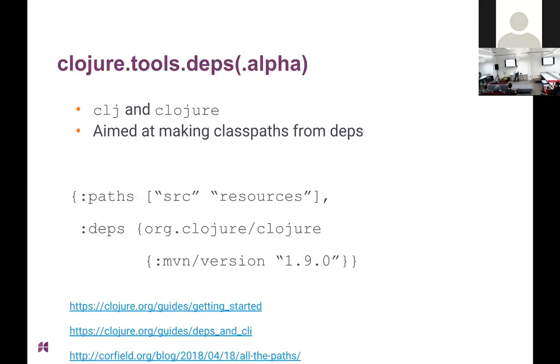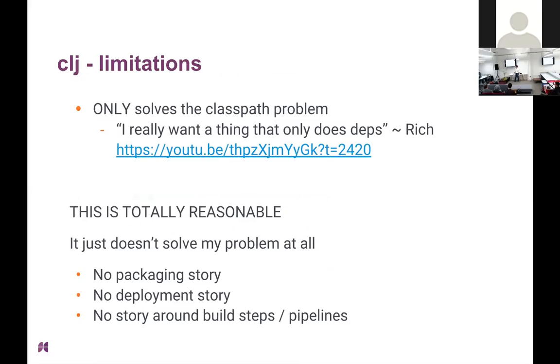The assumption being that your inputs change slowly relative to your code, and that just recycling class paths that happen to have changed code on them is the thing you want to optimize for, which is mostly correct. As I said, Rich said it himself, I really want a thing that only does deps, right? Turns out this is not the problem that I have. Getting deps, finding things on a Maven repository, is not a hard problem. We've been able to do this as long as we've had Maven, right?